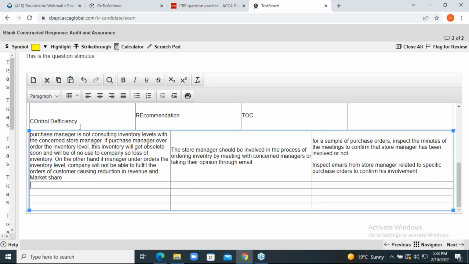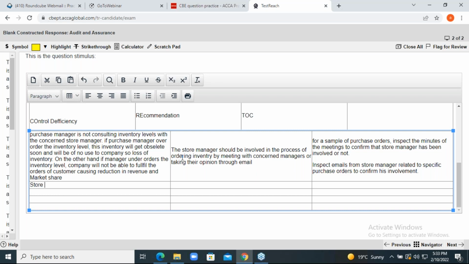First of all, we are going to write the control deficiency. Once again, keep in mind, you are not going to identify only the control deficiency. You are also going to explain why it is a deficiency, how it is a business risk, and how it can prevent the organization from achieving its objective. So anything that is preventing the organization from achieving its objective will be considered a control deficiency.